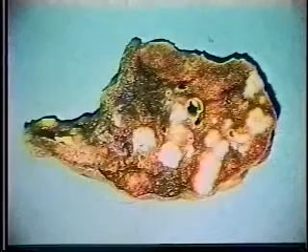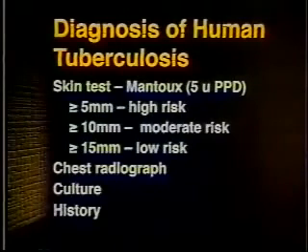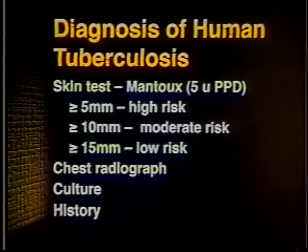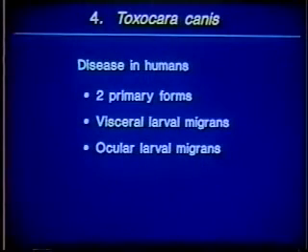This is the lung of a monkey showing extensive lesions of tuberculosis. The diagnosis of human tuberculosis is primarily initially on the basis of a skin test and then subsequent chest x-rays, possible cultures, the history of their environment, and so forth. But again, primarily these are not of animal origin.